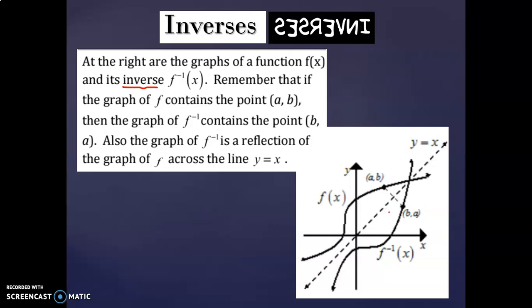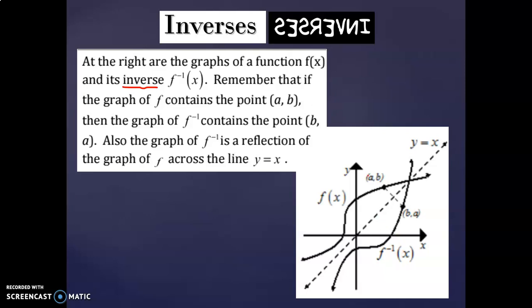Now, let's think about a couple of different things that we can just figure out by looking at the graph here. First of all, there are going to be these things called image points. So an image point is just a point that corresponds to a point on the inverse. So the point (a, b) on f of x corresponds to the point (b, a) on f inverse of x.